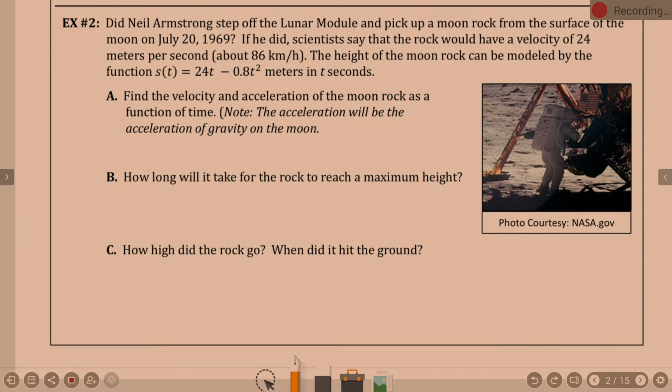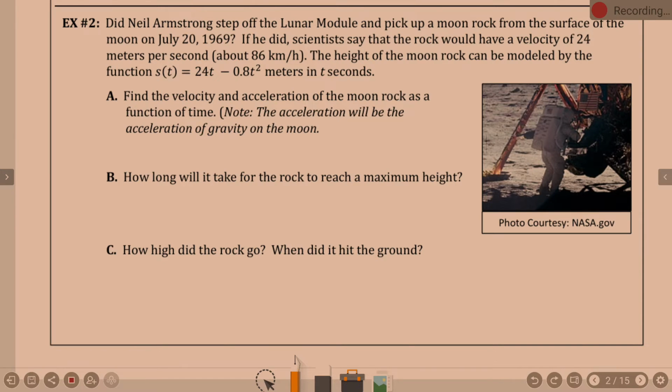I did not know this was a big question until last year, doing these notes for the first time. But did Neil Armstrong step off the lunar module and pick up a moon rock from the surface of the moon on July 20th, 1969? If he did, scientists say the rock would have a velocity of 24 meters per second, or about 86 kilometers per hour. The height of the moon rock can be modeled by the function given here.